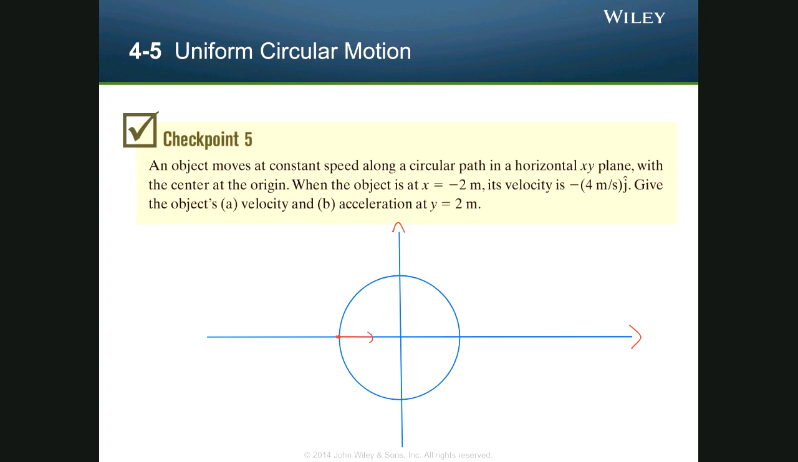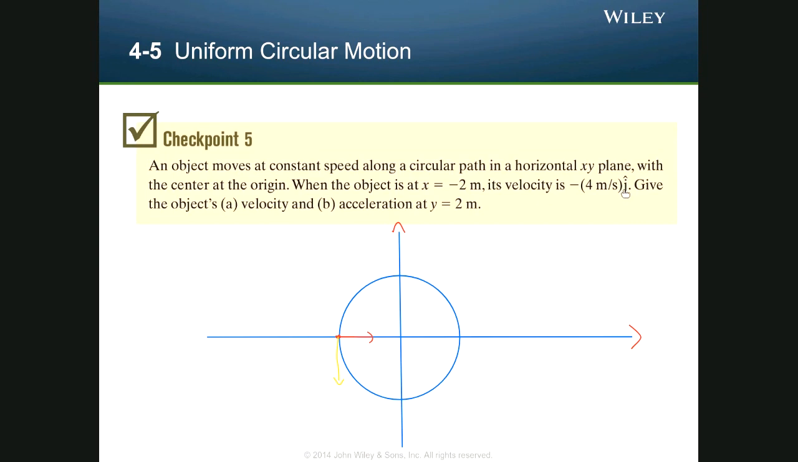So let's pick another color. The velocity will basically be going down. It's not perfect, but I think you get the idea. Now, you'll notice that the velocity is given by -4 meters per second in the j hat direction. So this is a vector.